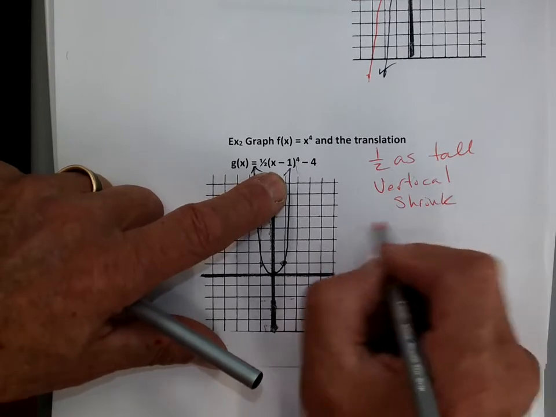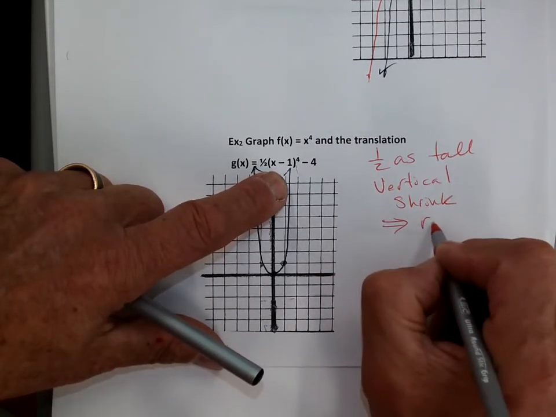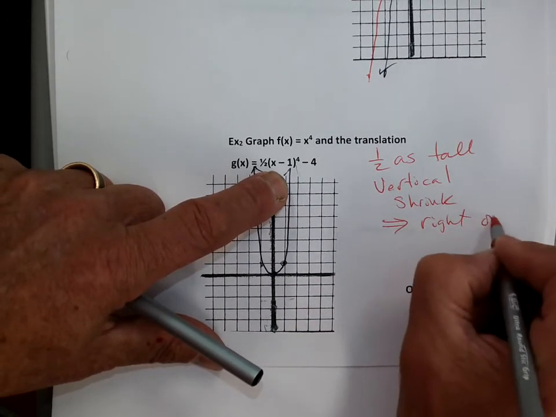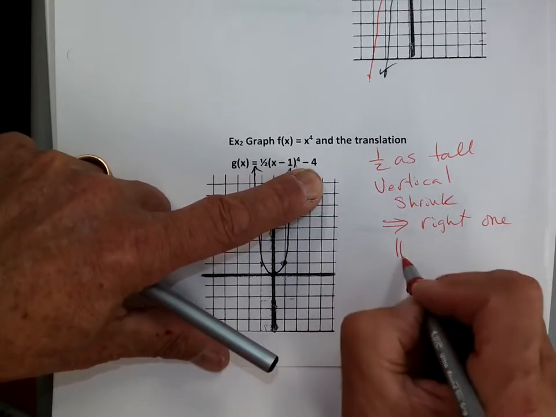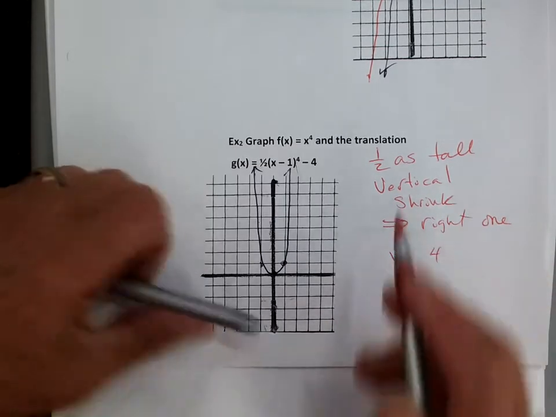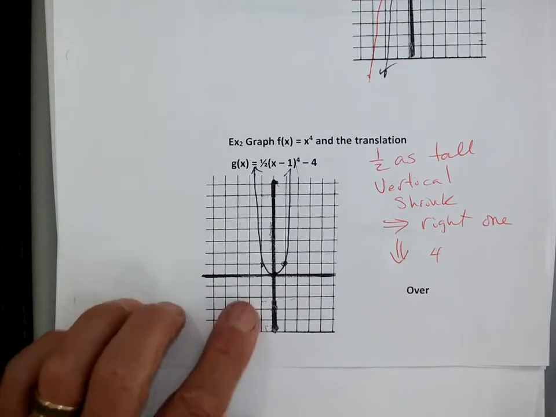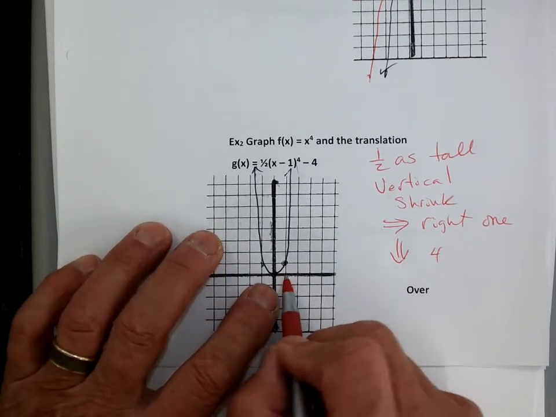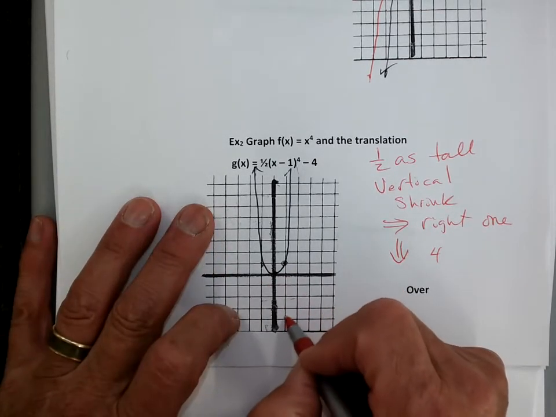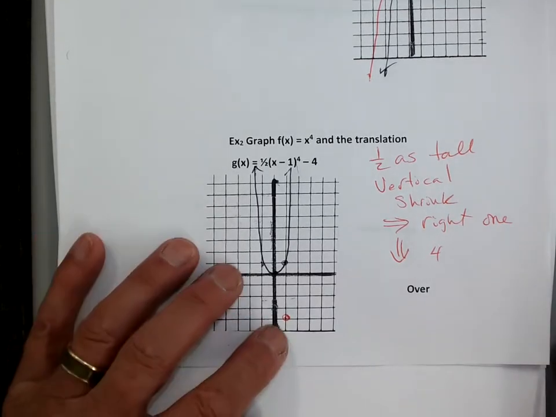And then we're going to move it to the right 1. And then we're going to take it down 4. So let's go. And first we'll move it. Okay, so let's move it to the right 1, and then down 1, 2, 3, 4. Okay? And here's what I'm going to do.